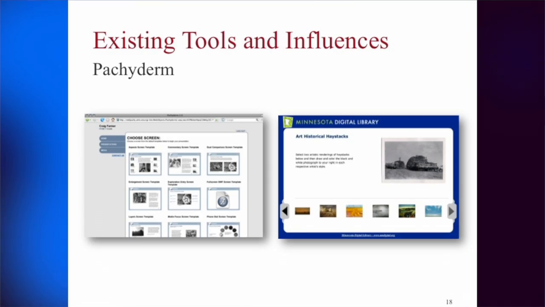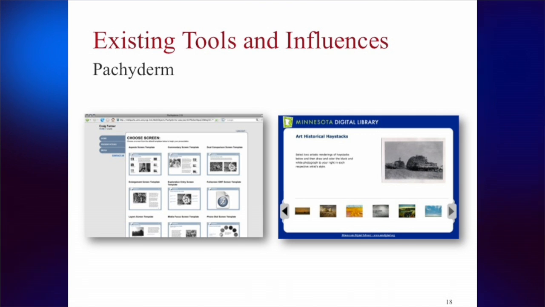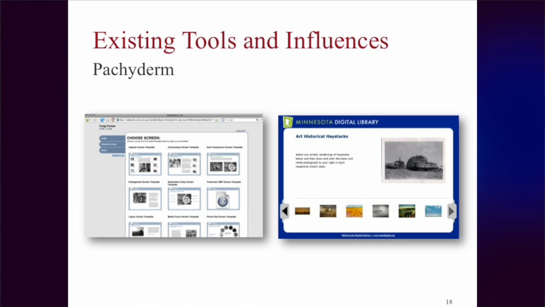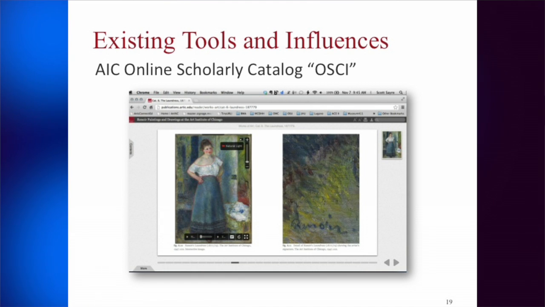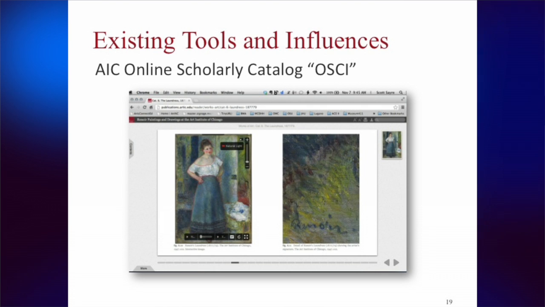From there, we started to look at what existing tools we could use because we didn't really know what we were going to do right off the bat. So we looked at Pachyderm, which we just talked about, because we wanted something that staff could log in and add content to anytime, very much like Pachyderm. We also looked at the online scholarly catalog project. That is another area where the Art Institute of Chicago has been a real leader. And Liz can talk to you probably outside of this more about that project, but it's basically a project which is producing catalogs electronically, somewhat like iBook Author, except much more scholarly and in-depth than that.